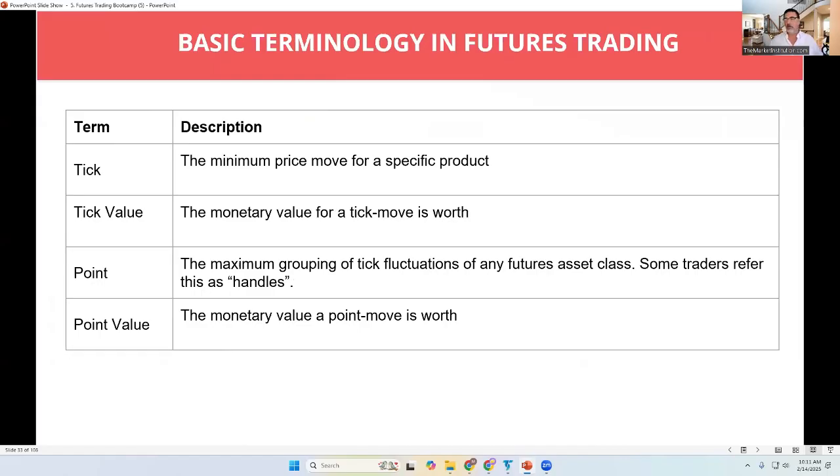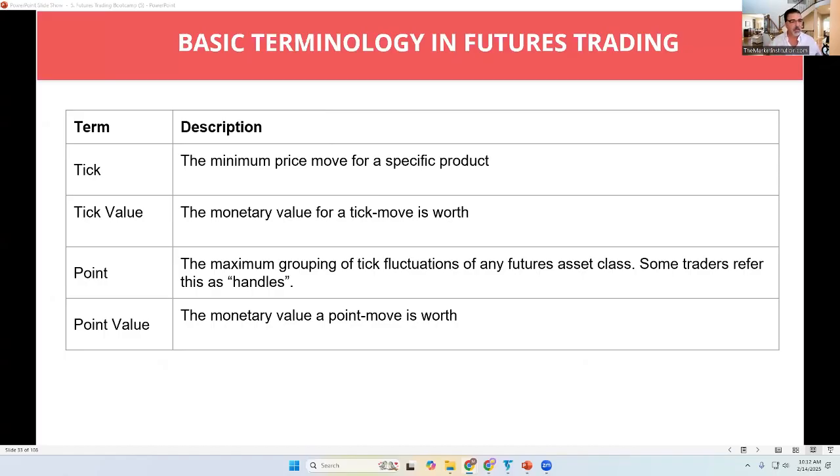Now, some other basic terminology and how we put things together. We need to understand what a tick is. A tick is the minimum price move for a specific product. Some products move in 10-cent increments, some in 25-cent increments. Micro Bitcoin trades in $5 increments, so that would be a minimum tick.